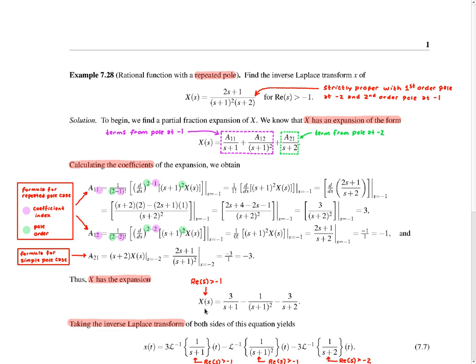At this point, I'm going to pause in order to scroll the example upwards so that we can see the next part of the solution.